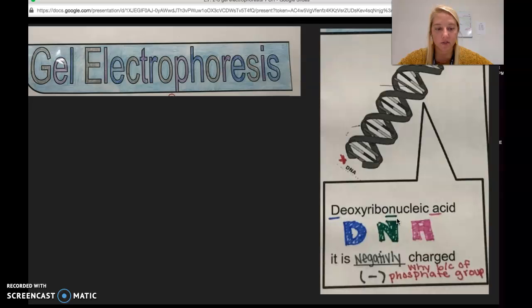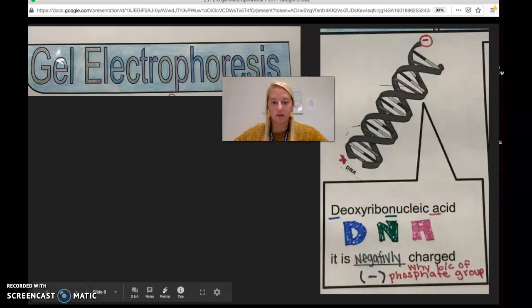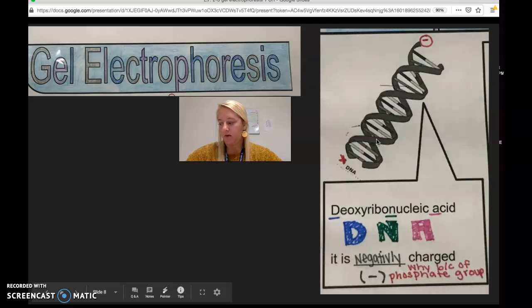So here it is, just a reminder. Deoxyribonucleic acid stands for DNA. It is negatively charged. Why? Because of the phosphate group at the end. Remember, we talked about that phosphate sugar backbone that all the nucleotides are sitting on in our DNA strand. In our DNA strand, that phosphate group at the end is actually negatively charged, which makes the whole DNA molecule have a negative charge. On your copy, please write a positive and a negative end. That little end that hangs off is that phosphate group, and again, it is negatively charged.